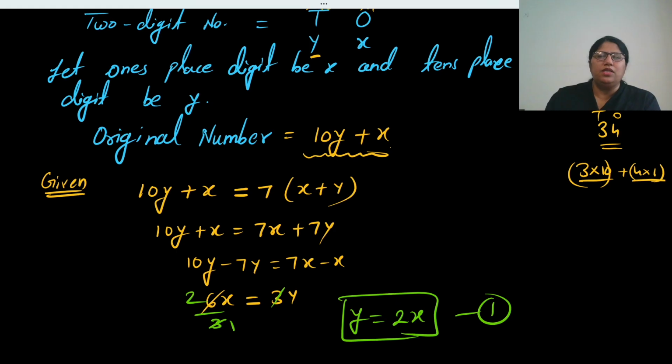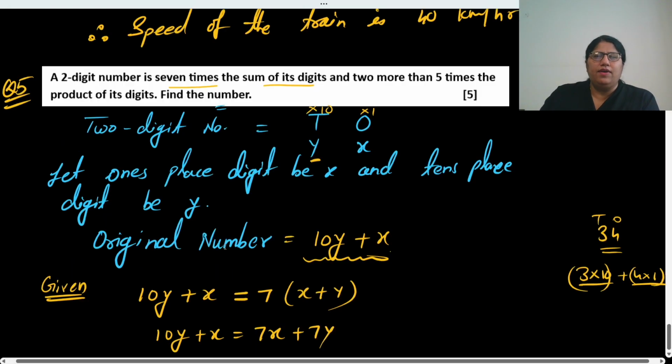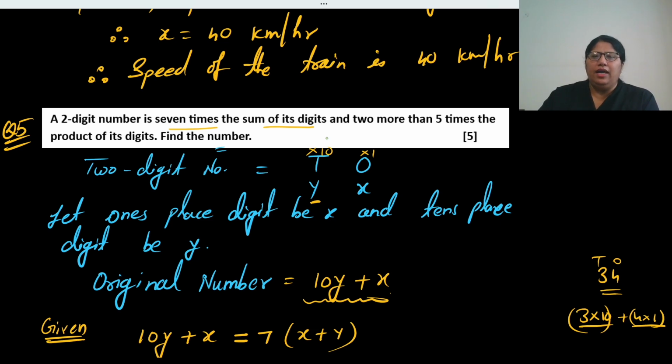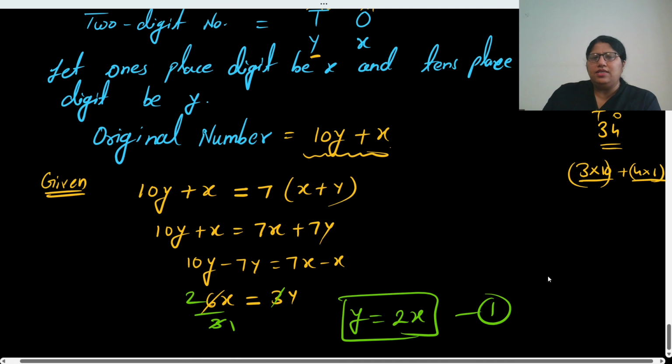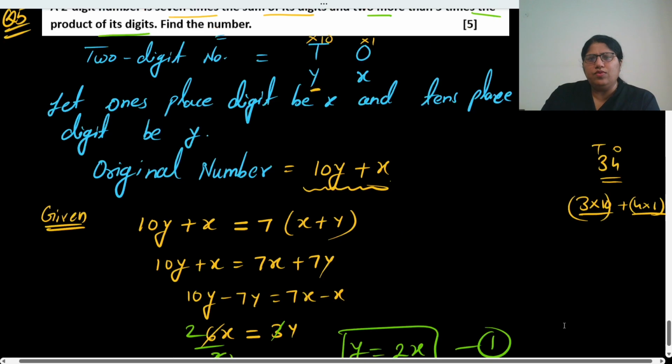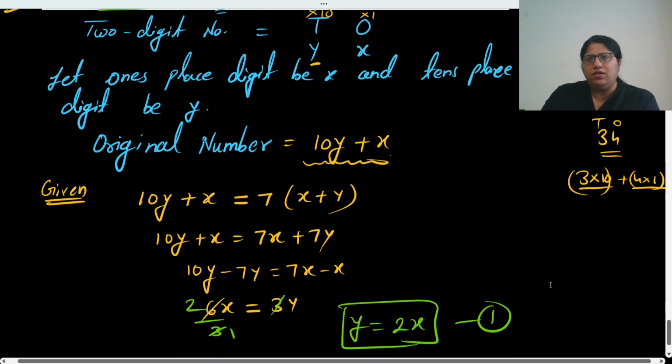Now this is my first equation. We need one more equation to get the values of x and y. Now what is given here? Now the same two-digit number is 2 more than 5 times the product of its digits, right? So 2 more than means plus 2. 5 times the product. So what will be the product of digits? xy. The same number is 2 more than, so this is plus 2. What is written here? 5 times the product of its digits.